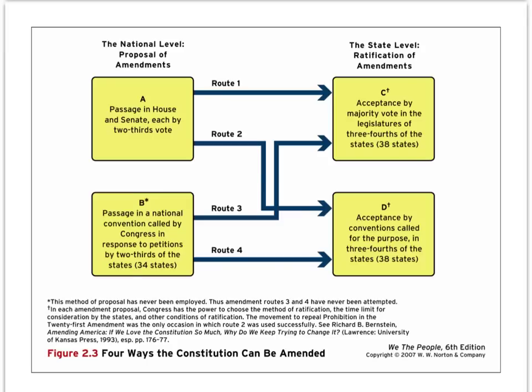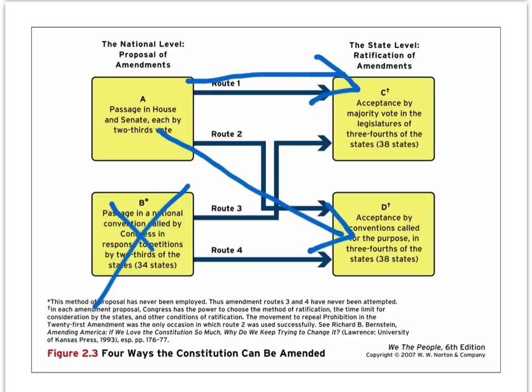Now here's a chart and a graphic of it, which kind of shows you this little flow chart of what we've just been talking about. Keep in mind we have never used this method at all. The normal route is this one. And one time we have used that one, and that was for the passage of the 21st Amendment, which repealed prohibition, which was very contentious. It was a 50-50 split in the country.